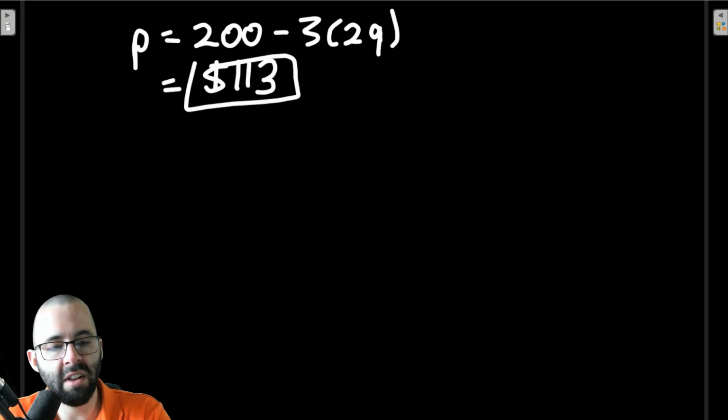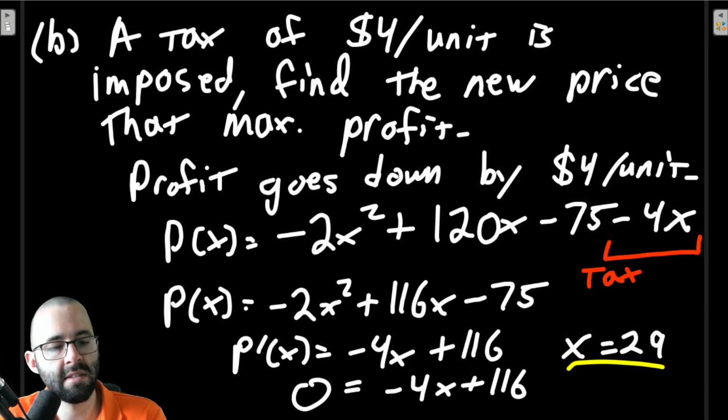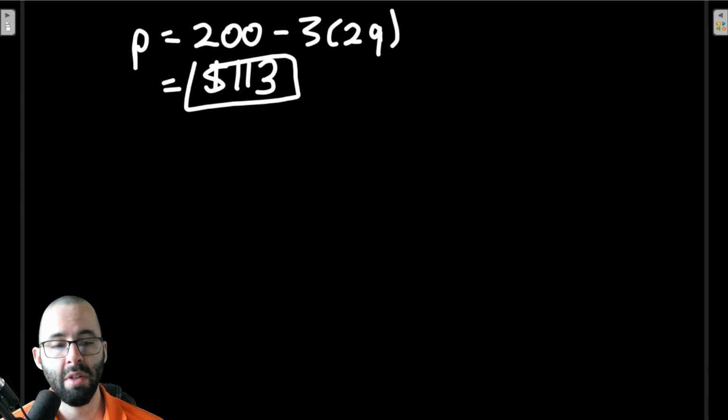So we used to be selling 30 units at $110. With this tax, we're now only doing 29 units, and we're charging an extra $3 per item. So the government is charging us $4 per item. We're passing on 3 out of the $4 of that tax to the consumer here, is what we say.